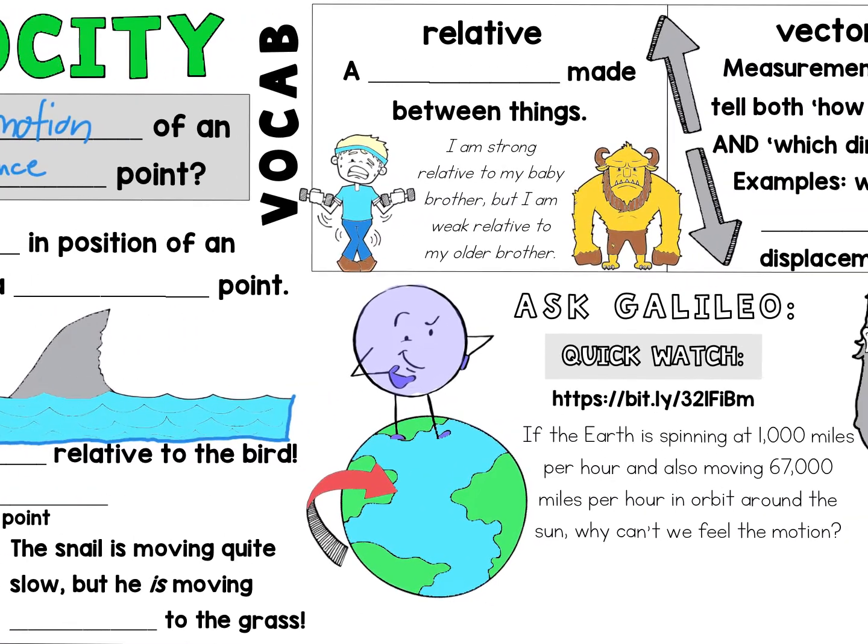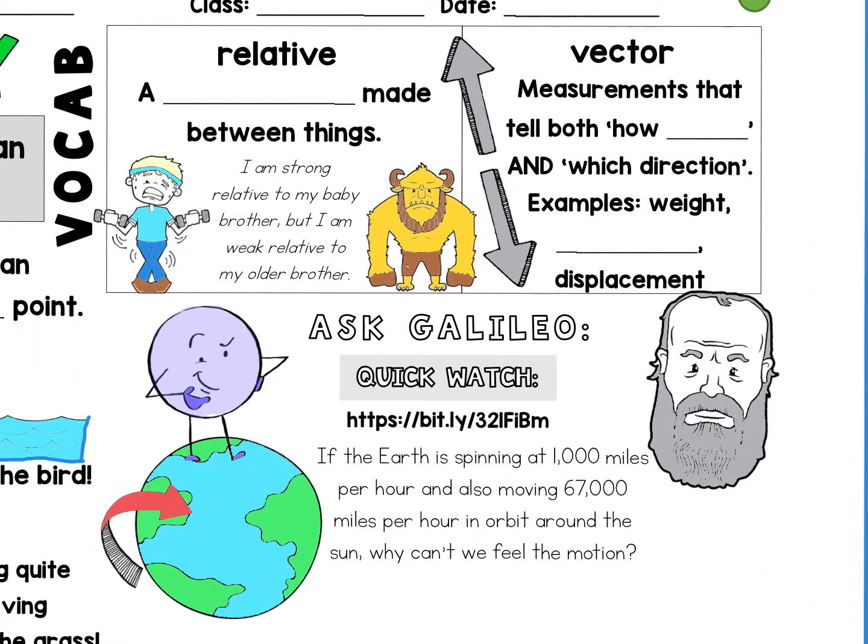Let's first consider some vocabulary. Relative is a comparison made between things. For example, I am strong relative to my baby brother, but I am weak relative to my older brother. Also, we need to know what a vector is. A vector is measurements that tell both how much and in which direction. For example, weight, velocity, and displacement.